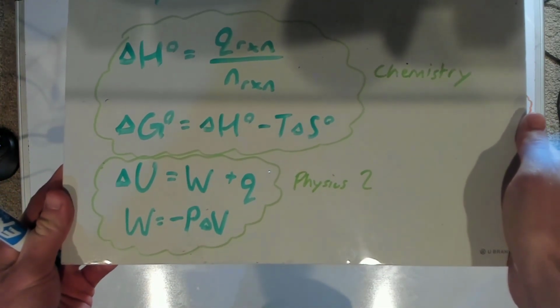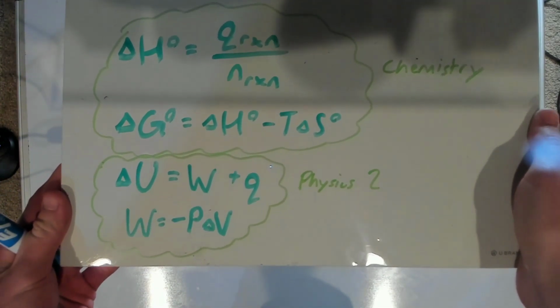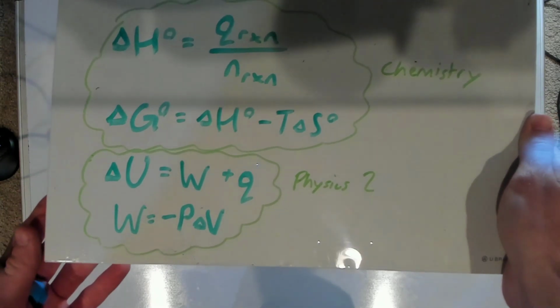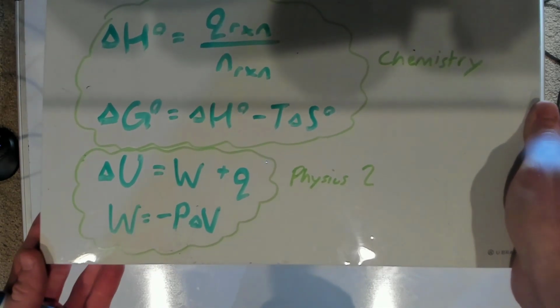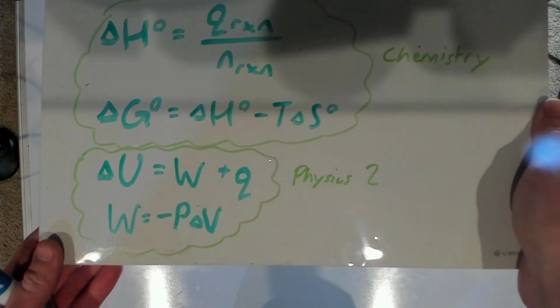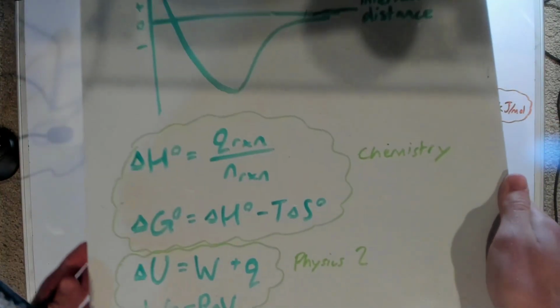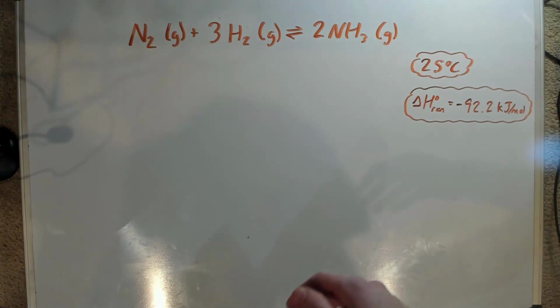Those top two equations come from chemistry, and those are the ones I'm going to use to explain all of those three major things: Gibbs free energy, enthalpy, and entropy. And then I'm going to use two equations from physics 2 to try to conceptualize what these things really mean, and what they actually represent when you go and do problems.